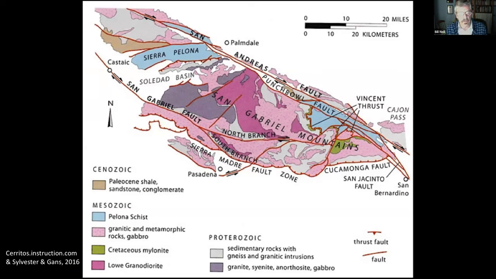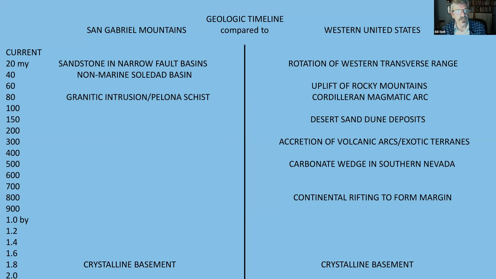And then the Mesozoic time is quite a bit younger. And I want to show that I have a timeline. I'm comparing, on the left, the main units in the San Gabriel Mountains. And then on the right is all the other events that were happening in other parts of the Western United States that we don't see in the San Gabriel Mountains. And I will just go through these very quickly, just so that we see what was happening elsewhere.